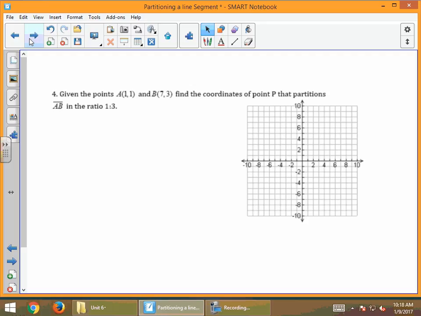Alrighty. So, number 4. You guys feel like you're doing a great job getting the hang of it. Well, we're going to throw a wrench at you. But you know how to do at least this part. It's the same process over and over again. Graph your point. So A is at 1, 1. B is at 7, 3. Smaller segment now.